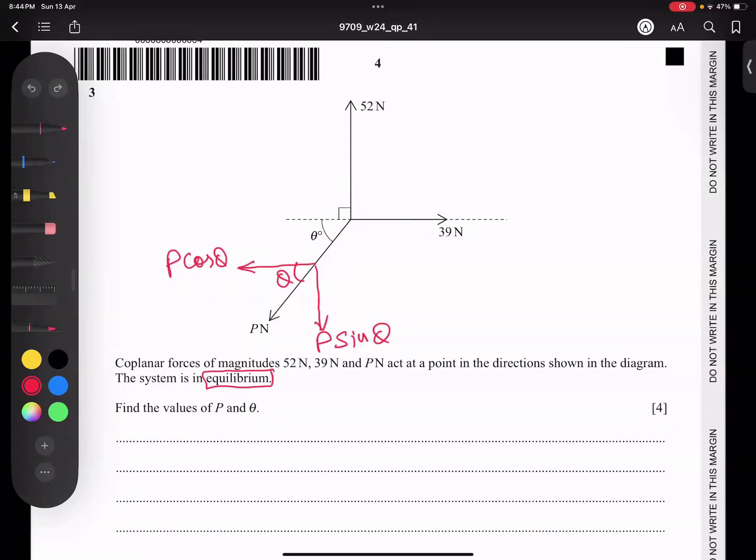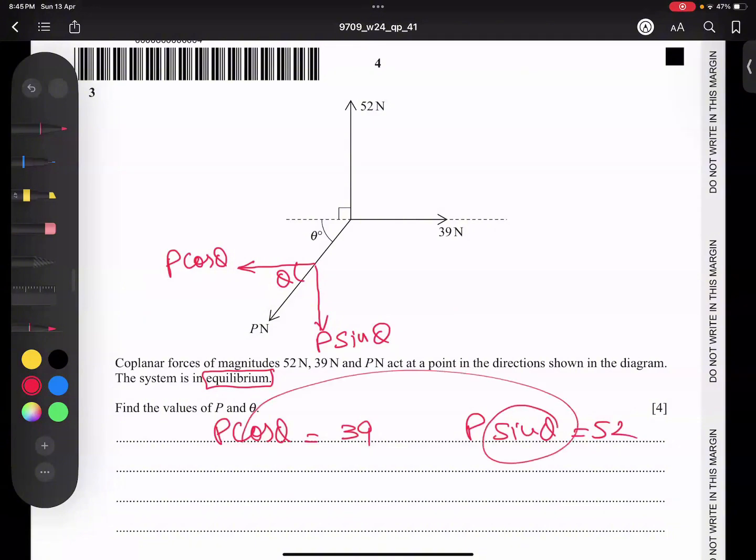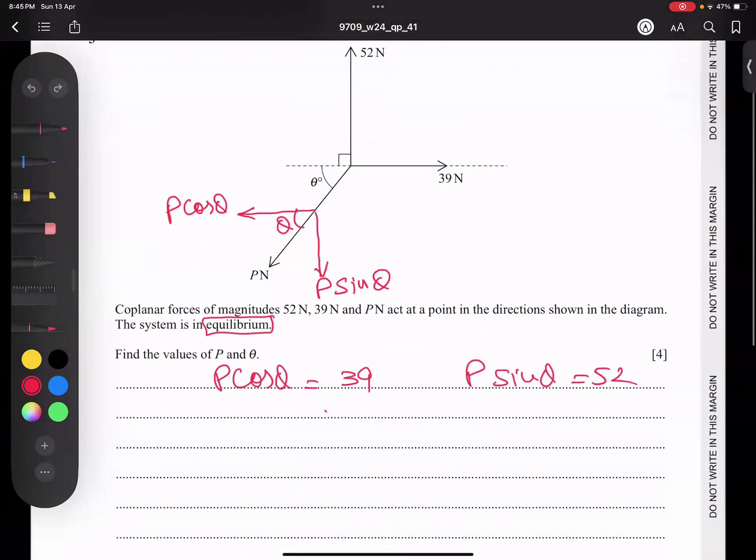Now, students, I can make it easily because of equilibrium, so left hand force and right hand force are equal to each other. And I got P cos theta is equal to 39. Same way, upward force equals downward force. So I can say P sine theta is equal to 52. And students, we have two ways to solve, but the easy way is sine by cos, basically tan theta.